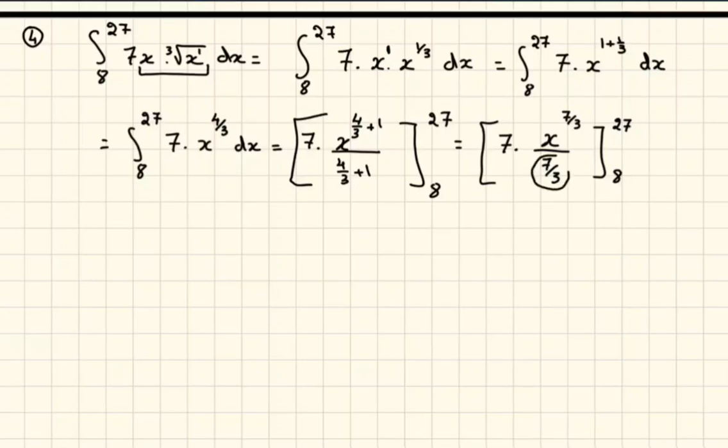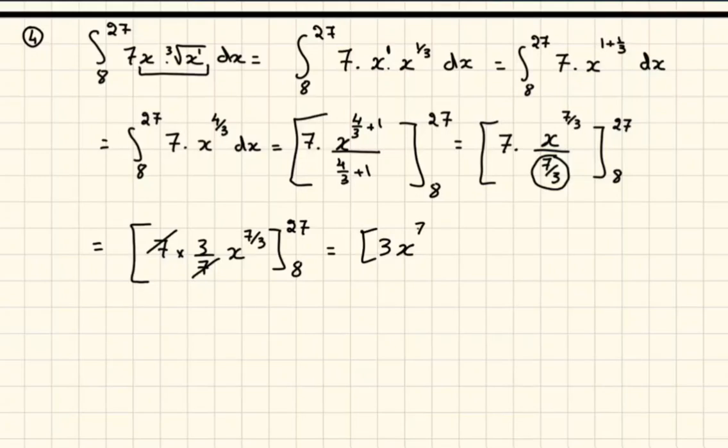Now what happens to the fraction in the denominator? Whenever you divide by a fraction, you need to flip it and write it up. So it becomes times 3 over 7 like this, x exponent 7 over 3, from 8 to 27. As you can notice, 7 and 7 can cancel, so you get 3x exponent 7 over 3 from 8 to 27.